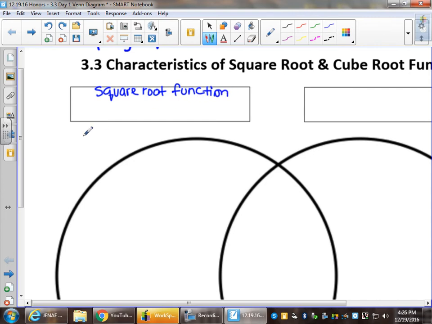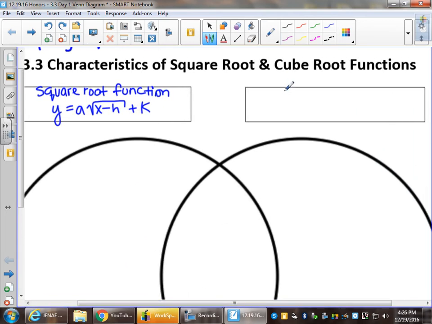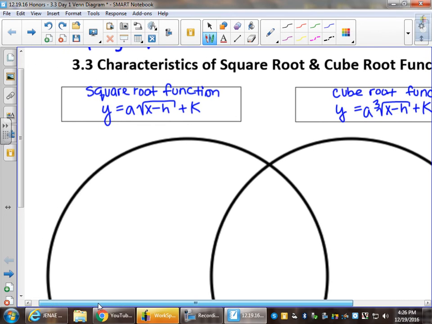The general form of a square root function is y equals a times the square root of x minus h plus k. On the right side, we're going to have the cube root function, which is going to be the exact same function, but instead of a square root, we have a cube root. Let's start talking about the square root function.